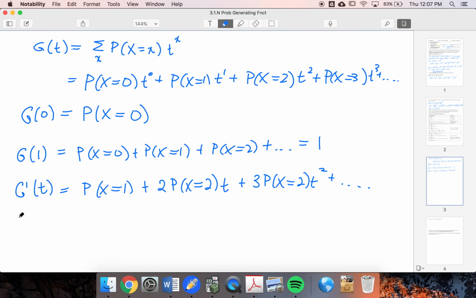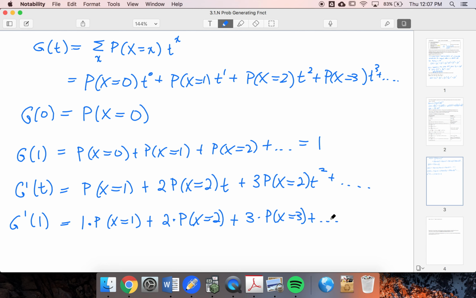Well, notice that if I do the first derivative at 1, I'm going to have the probability that X equals 1. I could think of that as 1 times the probability that X equals 1, plus 2 times the probability that X equals 2, plus 3 times the probability that X equals 3. Well, notice that that becomes the sum over the x values of x times the probability that X equals x. Well, I know that as my expected value.